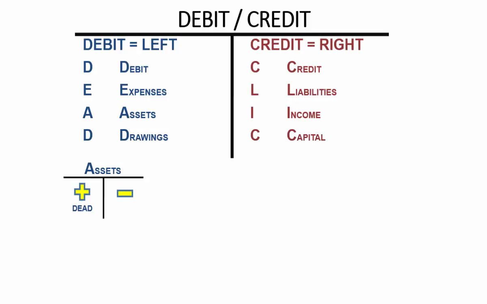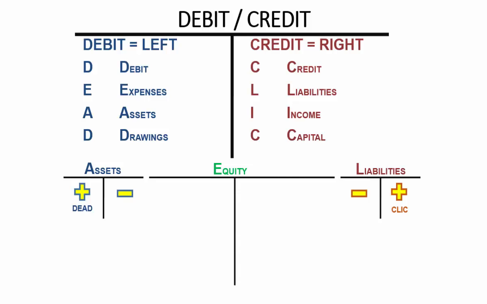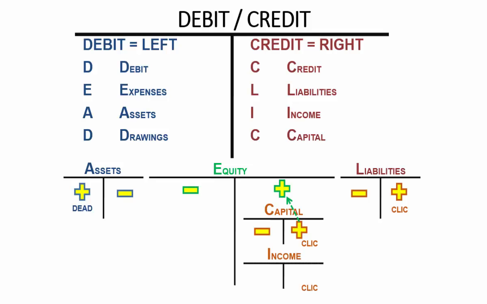debit entries and decrease with credit entries. All liability accounts which fall under CLIC will increase with credit entries and decrease with debit entries. Owner's equity will increase with credit entries like capital and income and decrease with debit entries like expenses and drawings. Capital falls under CLIC. More capital means more equity, more money for the business. Income also falls under CLIC. More income means more equity.